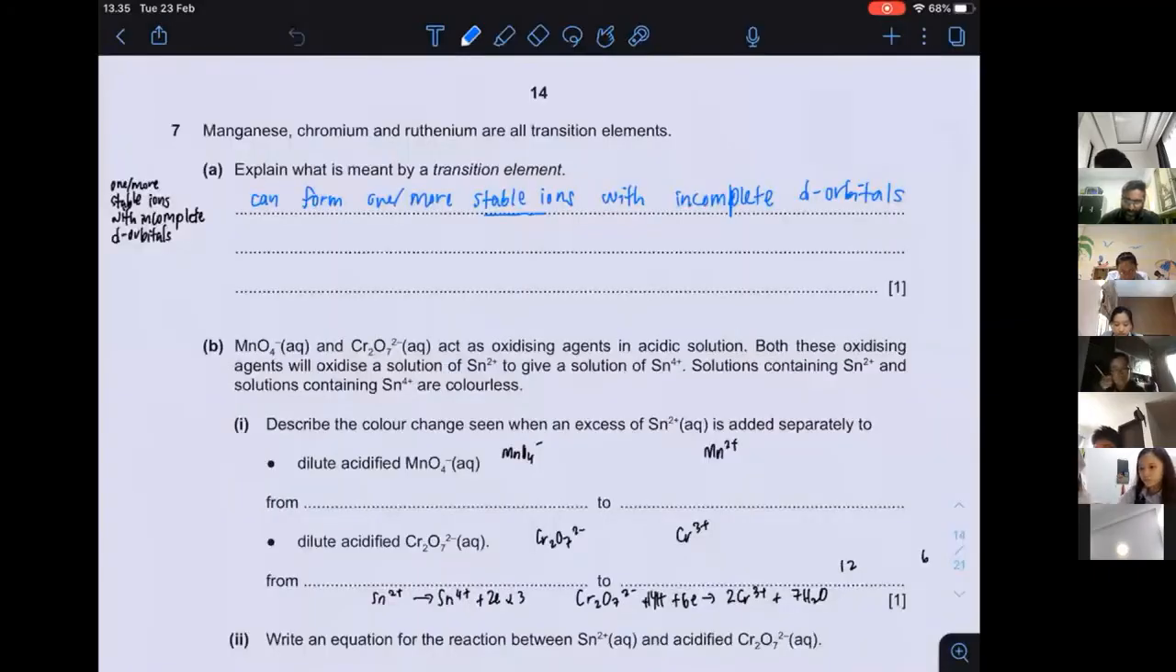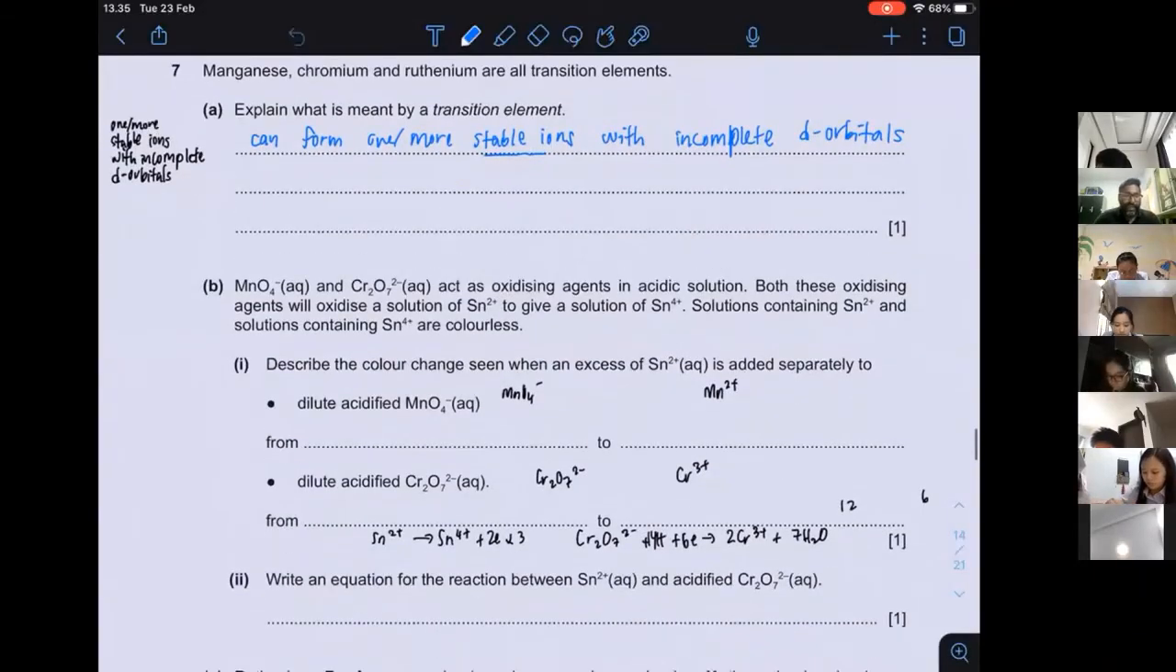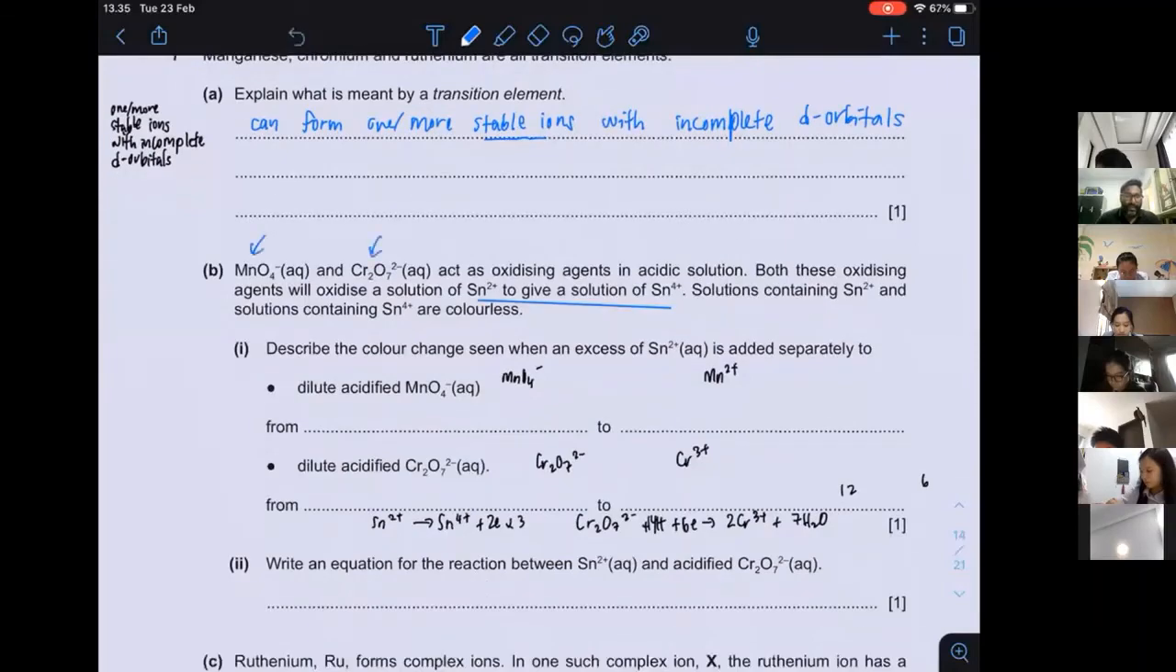If we continue further, they have mentioned that Sn2+ can give you Sn4+ by using oxidizing agents. These are the two common oxidizing agents: potassium manganate, potassium dichromate. They're very common in chemistry. When you use this oxidizing agent, you have Sn2+ changing into Sn4+, which is colorless. Now we need to describe the changes that we see when Sn2+ is added separately, one with dilute acidified MnO4, and then dilute acidified Cr2O7.